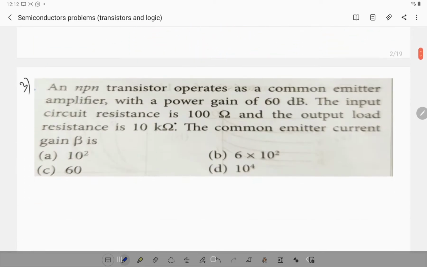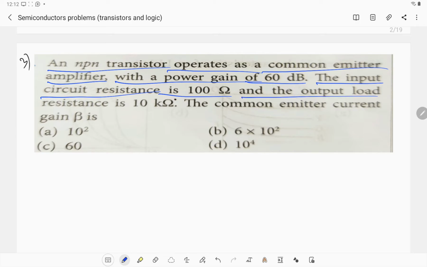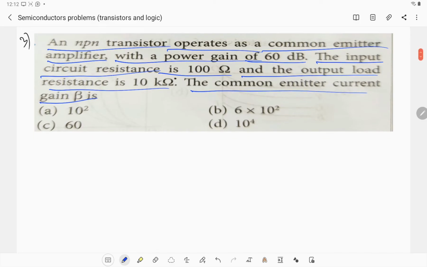And next, the third one: an NPN transistor operates as a common emitter amplifier with a power gain of 60 dB. The input circuit resistance is 100 ohms and the output load resistance is 10 kilo ohms. The common emitter current gain beta is, see here, power gain in common emitter amplifier AP is equal to beta square times R naught, the output resistance, by the input resistance.